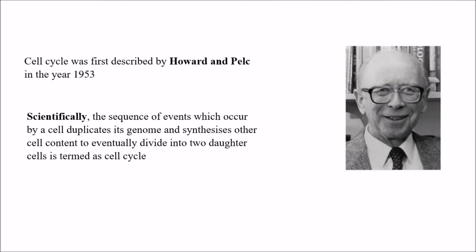The cell cycle was first described by Howard and Pelc. Scientifically, the sequence of events by which a cell duplicates its genome and synthesizes other cell content to eventually divide into two daughter cells is termed the cell cycle. Let's go into the other concepts of the cell cycle.